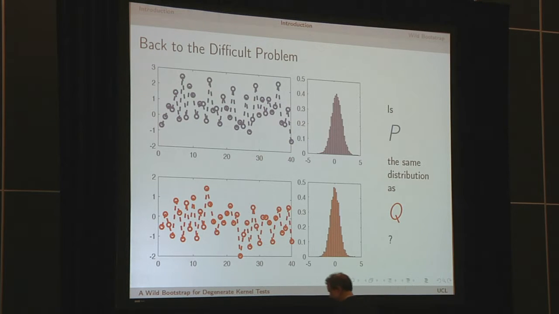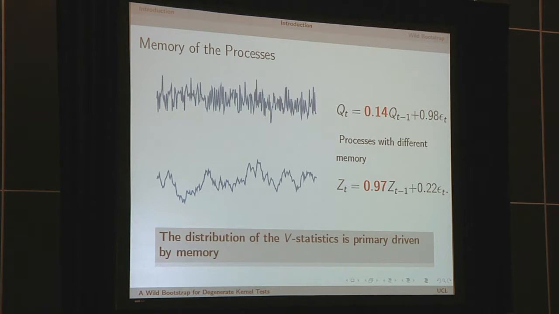Now, going back to the difficult problem, we've described how to solve the two-sample problem when there is no temporal dependency within our samples. Now I've added temporal dependency to our sample, and we'll see what happens to our V statistic and how our test will change. It turns out that what mainly drives the distribution of the V statistic when we're working with time series is the memory of the process. Here I've plotted two random processes. These are two autoregressive processes, and one of them has a small memory and the other has a large memory.